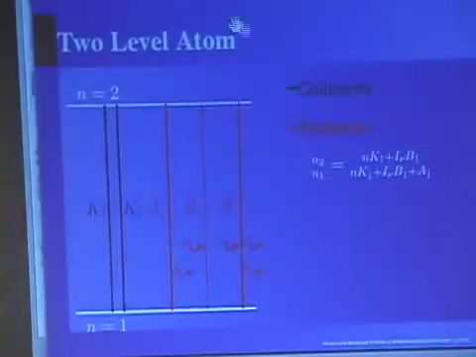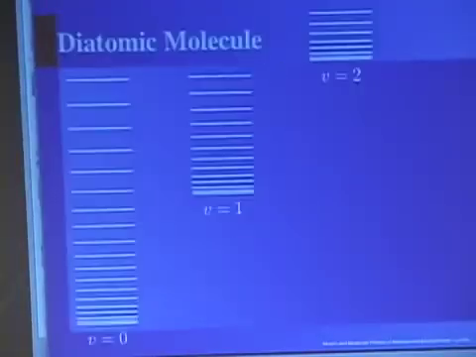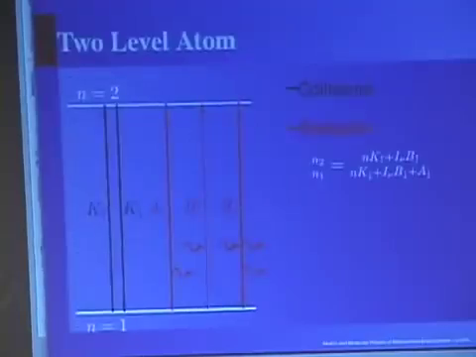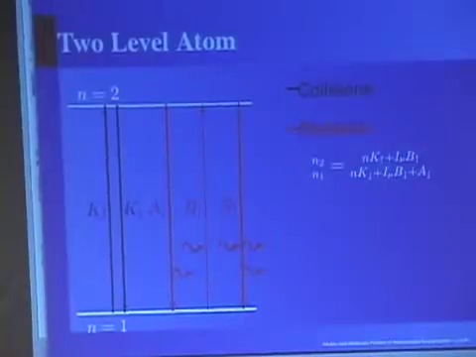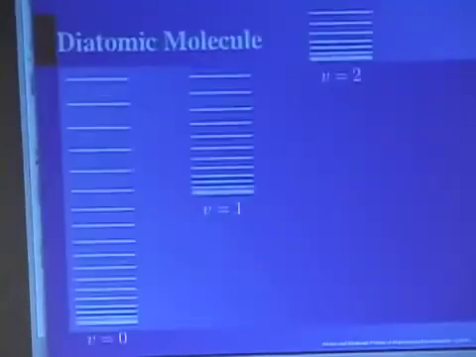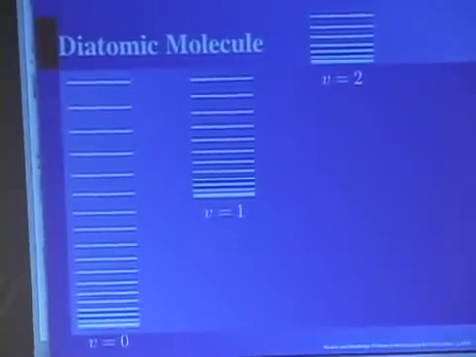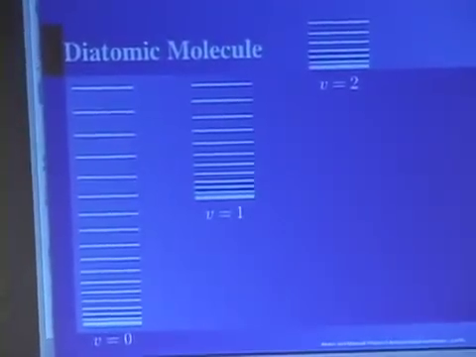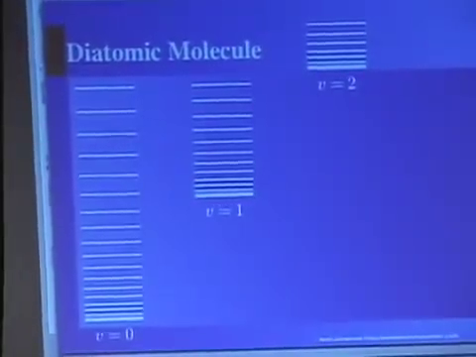Oh, this is terrible. There we go. And we can use these, along with chemical models, to figure out what's going on. It can get complicated pretty fast. Even when you get up to diatomic molecules, there's lots of rotational states within each vibrational state, and then lots of vibrational states.